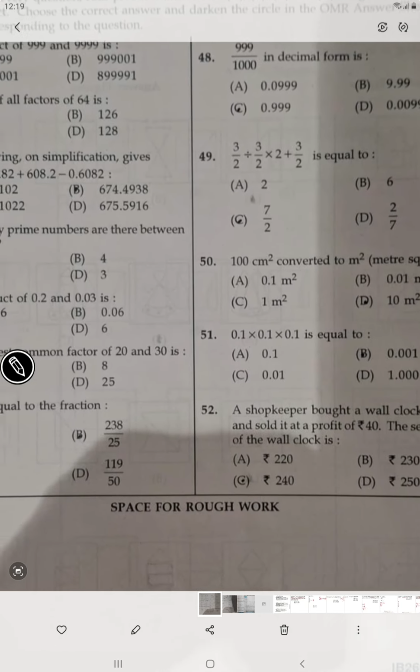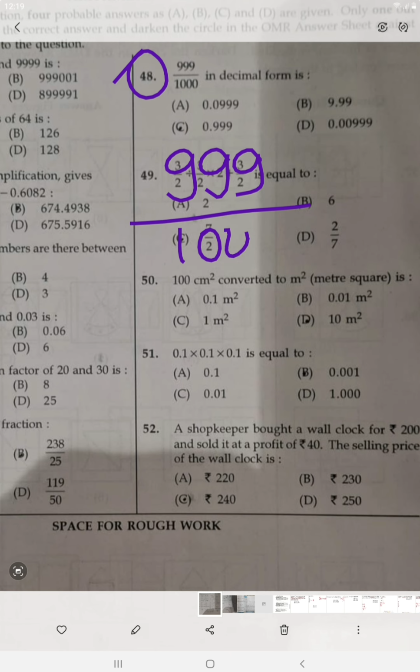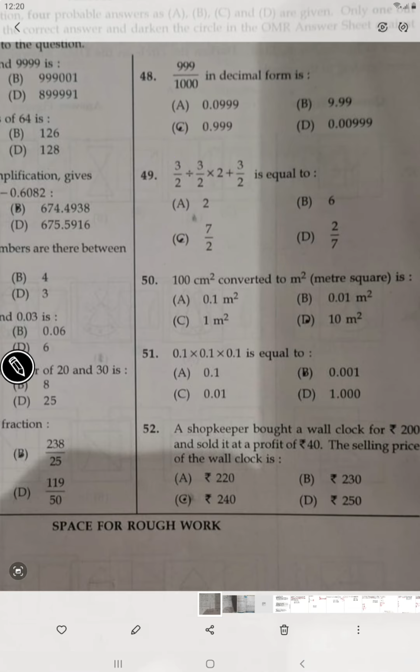So here question number 48. This is a very simple question. 999 is given and divided by 1000. You just have to count how many zeros are there, 3 zeros, and count the numbers, 3 numbers, and put the decimal by counting 3 numbers. So this will be 0.999. So here answer C will be the right one. 0.999 is the right answer. Very simple, right?